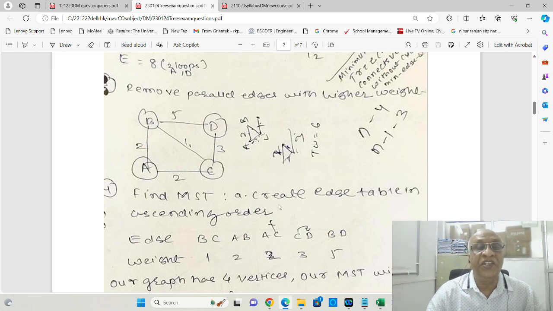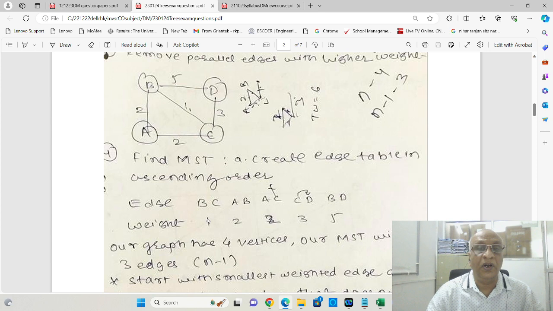After that, what is the next step? You have to create an edge table, such that you start with the lowest weight and go on increasing till the end. Look at this graph now, and you can easily identify which edge has the lowest weight. BC is the edge with the lowest weight, 1, then AB is the edge with weight 2, then AC is the edge with weight 2, then CD is the edge with weight 3, and BD is the edge with weight 5.